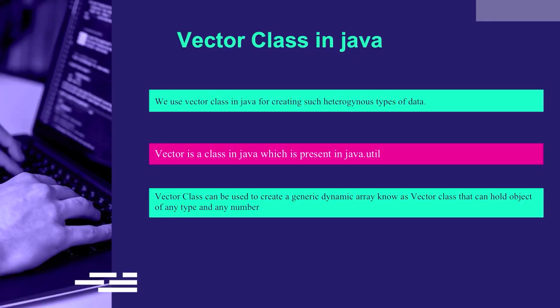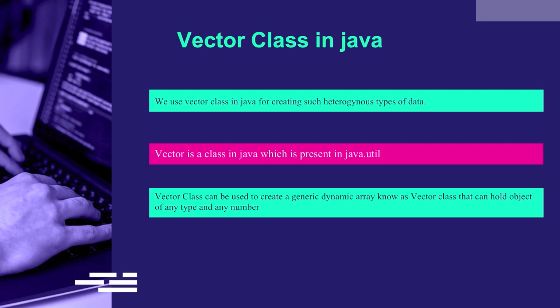We use the Vector class in Java for creating such heterogeneous types of data, because in an array we insert homogeneous data, but sometimes we want to insert different types of data. Here is the definition of Vector. Vector is a class in Java which is present in the java.util package. It is used to store objects of different types and in any number.